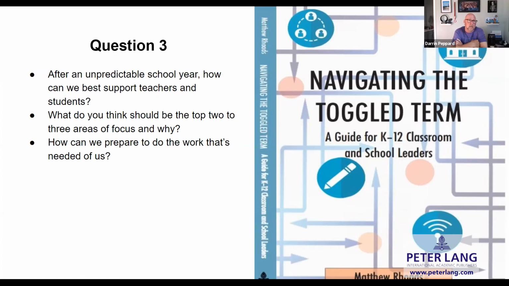So as far as how can we prepare to do this? Hey, we're all in this together. We've got to work together. We've got to collaborate. We've got to be clear as leaders with everybody about what our goals are and how we're going to achieve those things. So that's a bit of a rant, but I kept it as short as I could. That's my thoughts on question 3.